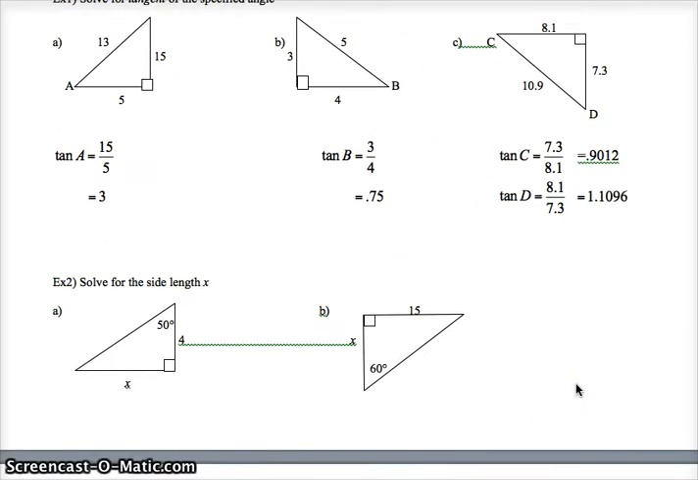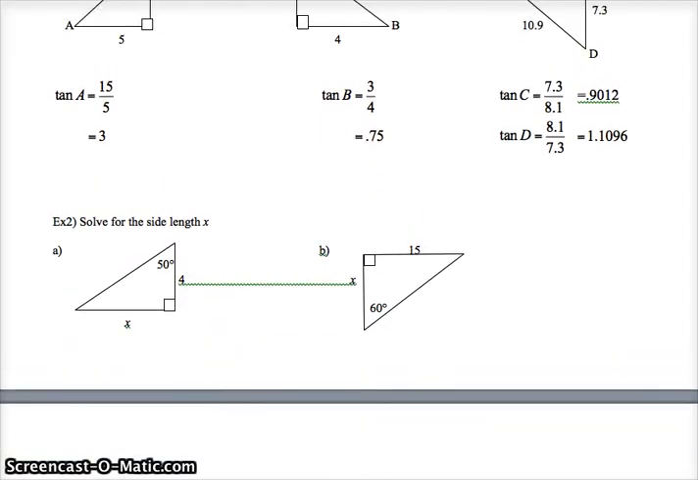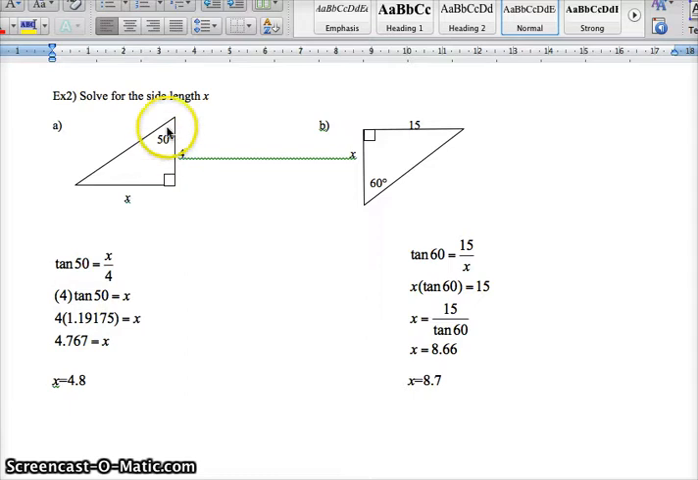So what we can then do is, if we know the angle measurement, we can set up our ratio and determine a missing side length. I want you to try and do that yourself and then come back and check the video. Okay, so setting up your ratio, we have our angle, we have our opposite side, and our adjacent side. So the tangent of 50 is equal to x over 4. Multiply by your denominator. So 4 times the tangent of 50 equals x.